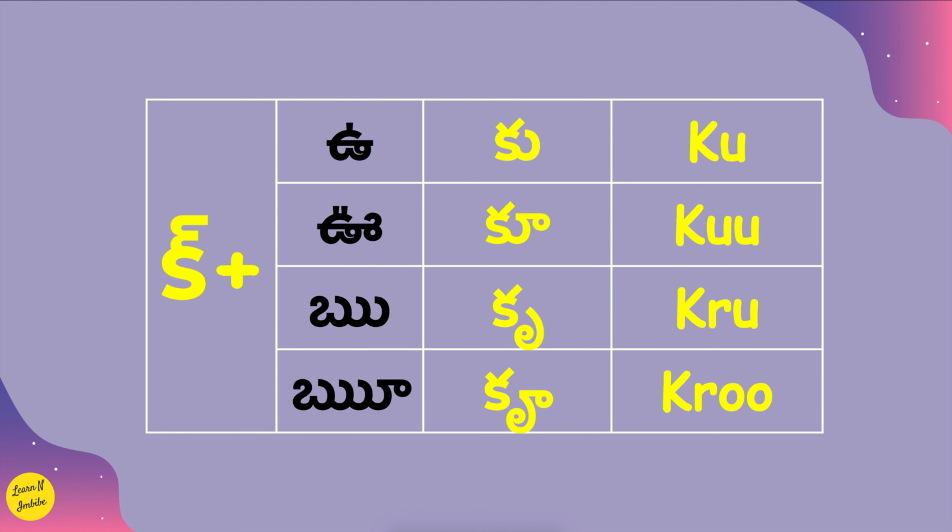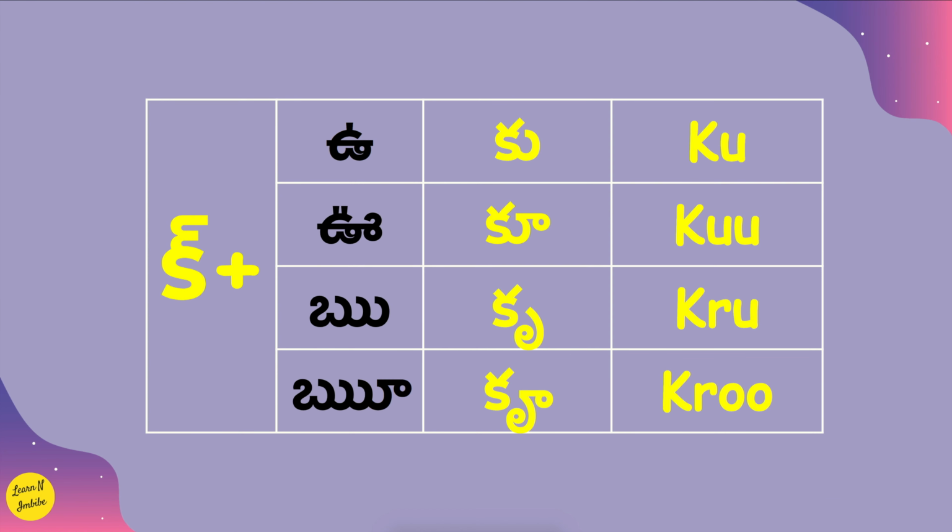The next set: uk plus u, ku, kuu, ku. uk plus ru, kru, kroo, kru.